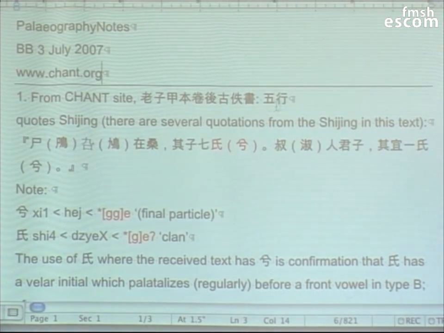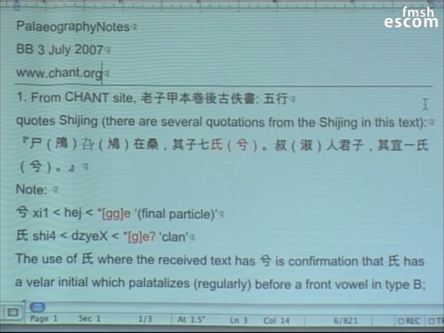So this is actually from Mawangdui, the Laozi silk manuscript. I don't know which one this is. Oh, it's Jiaoban. So it's the first silk manuscript of Laozi. After the end of the Laozi, another text begins, which has been given the name Wuxing. And I think this was a text not previously known. And to my delight, it has a lot of quotations from the Shijing, which are interesting because of the rhymes and so forth. So here's one.